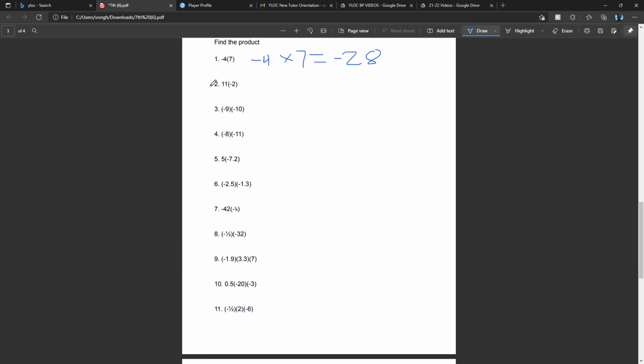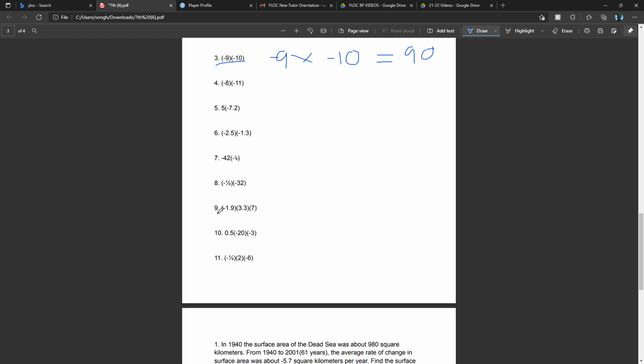So you should be able to do the other ones, but for example, like number 3, you have -9 parentheses -10, so you just write it out like this. And when you multiply them, you get 90, because 9 times 10 equals 90. And since they're both negative, they cancel each other out.